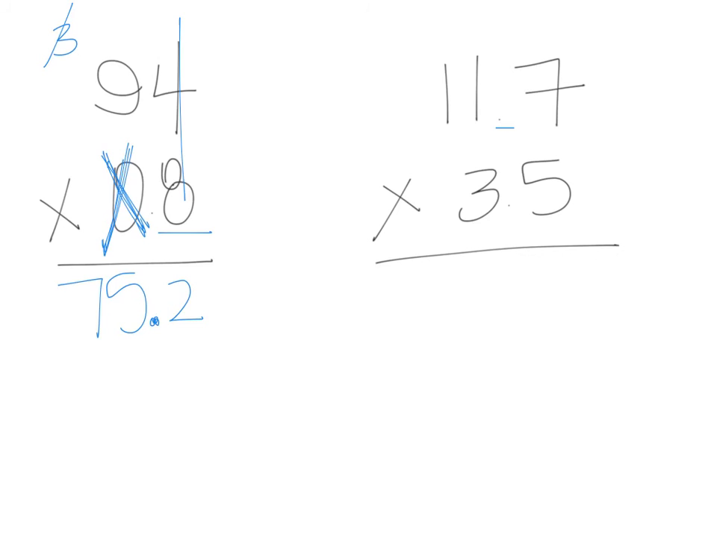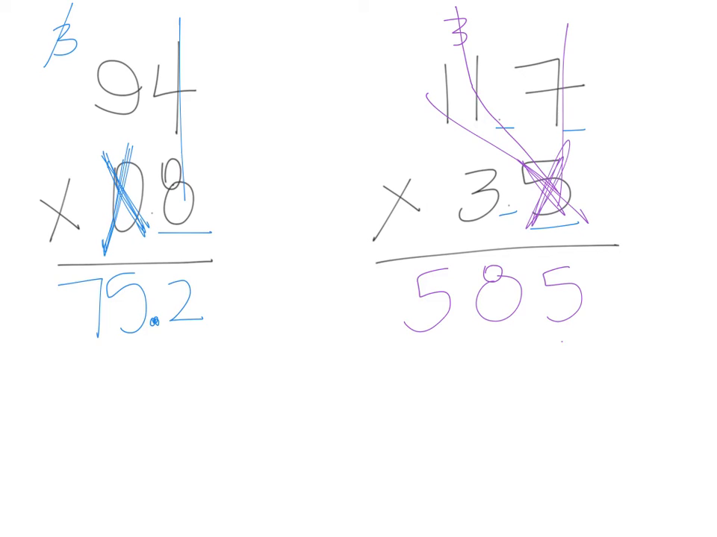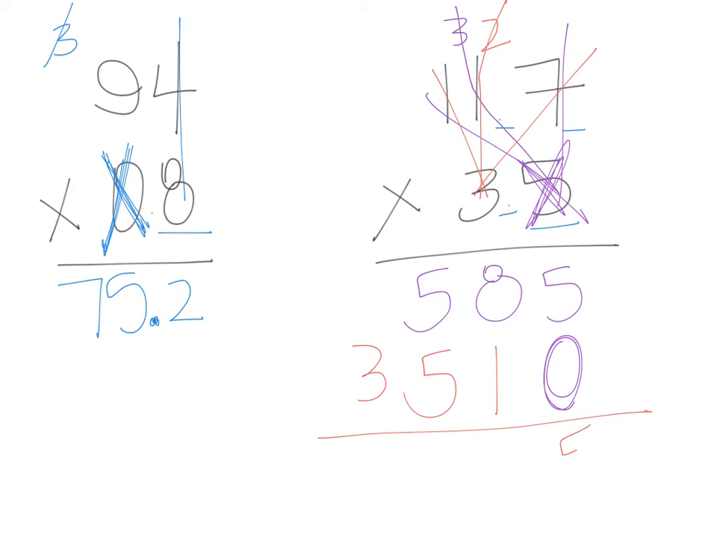The next one has 2 decimals, so that means my answer is going to have 2 numbers behind the decimal. So if I do 7 times 5, that's 35. Carry the 3. 5 times 1 is 5, plus 3 is 8. 5 times 1 is 5. Cross out that 5, bring down the 0. 3 times 7 is 21. Carry the 2. 3 times 1 is 3, plus 2 is 5. 3 times 1 is 3. So I add 5, 9, 10, 4. And like we said, there are 2 numbers behind the decimal, so my answer has to have 2 numbers behind the decimal, so 40.95. That's it.